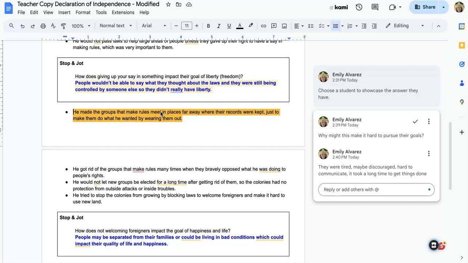And so things that students might say are, they were tired, they may end up being discouraged, it's hard to communicate, it took a long time to get things done. Those are all reasons why it might make it hard to pursue their goals of life, liberty, and pursuit of happiness. But if a student just came back to me and said, well, it doesn't make them happy. Okay, but that is not the question that I was asking. The question I was asking is, why might this make it hard to pursue their goal of being happy? And what is the reasoning behind it?